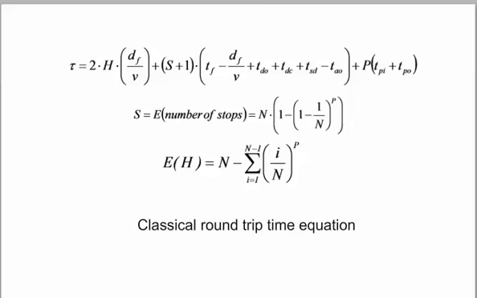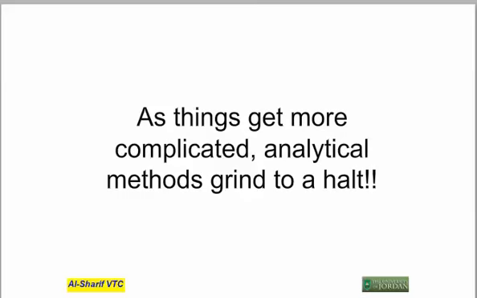But the problem is there are so many assumptions that these three equations make that these equations are only true for a limited number of cases. These three equations make around 10 assumptions. So unless these 10 assumptions are true, you cannot use this round-trip time equation, or if you do use it, then you actually have an error in the calculation of the round-trip time. As I said, as things get more complicated, analytical methods grind to a halt. It becomes very, very difficult to use them as a calculation tool.